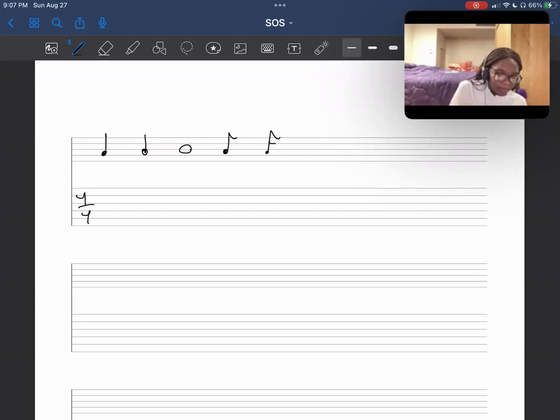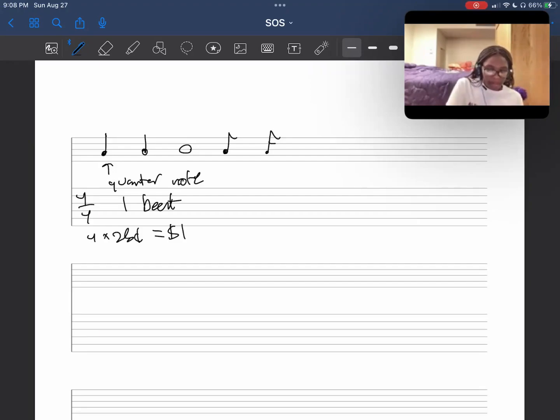So, a quarter note, this note you see here, this is one beat. Think of it as 1/4 to $1, and each quarter is 25 cents. 25 cents each is $1. Now, if you take 2 quarters, you have 50 cents, and that's half of $1, which is what a half note is. Half notes are 2 beats, 50 cents to $1.